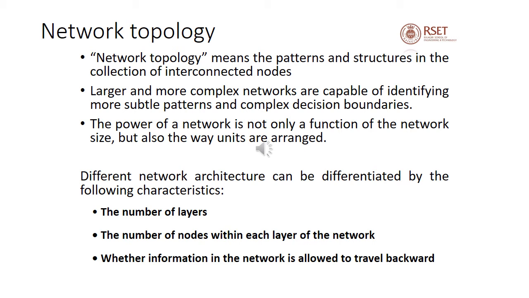Next is network topology. Network topology means the pattern and structures in the collection of interconnected nodes. Larger and more complex networks are capable of identifying more subtle patterns and complex decision boundaries. The power of a network is not only a function of the network size but also the way units are arranged. So different network architectures can be differentiated by the following characteristics: the number of layers, the number of nodes within each layer of the network, and whether the information in the network is allowed to travel backward.